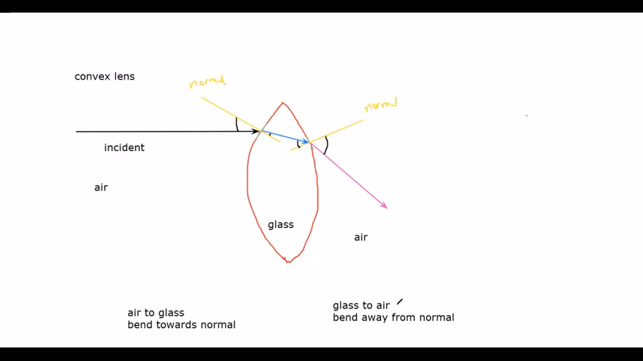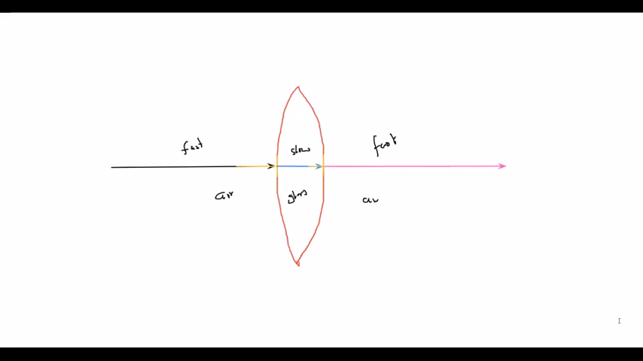Any doubt in this refraction of light through a convex lens? This is a convex lens, a lens which is thicker at the center and thinner near the edges. That's called a convex lens.